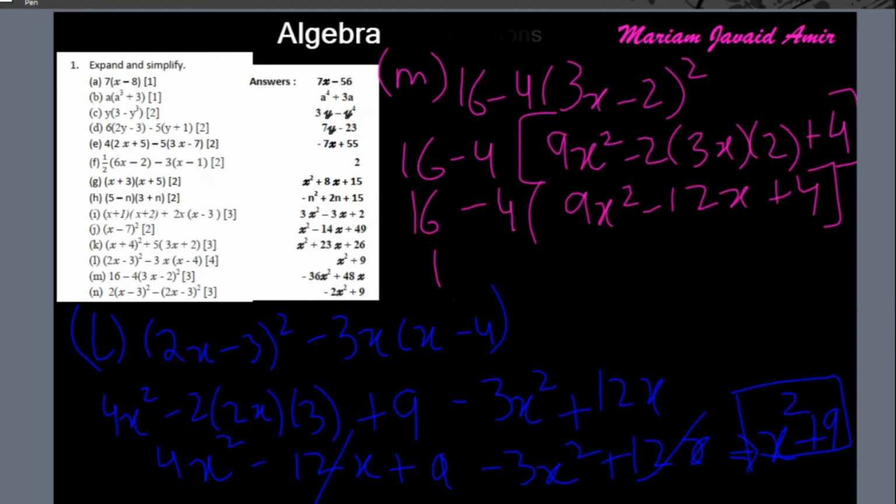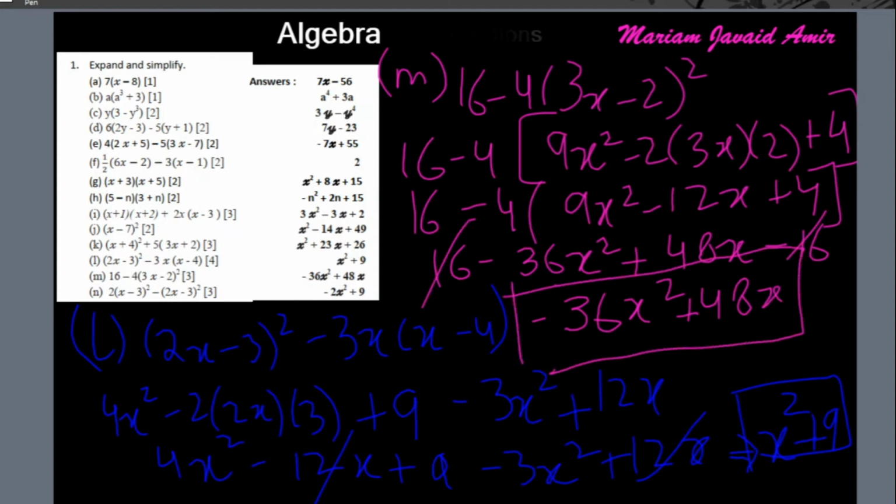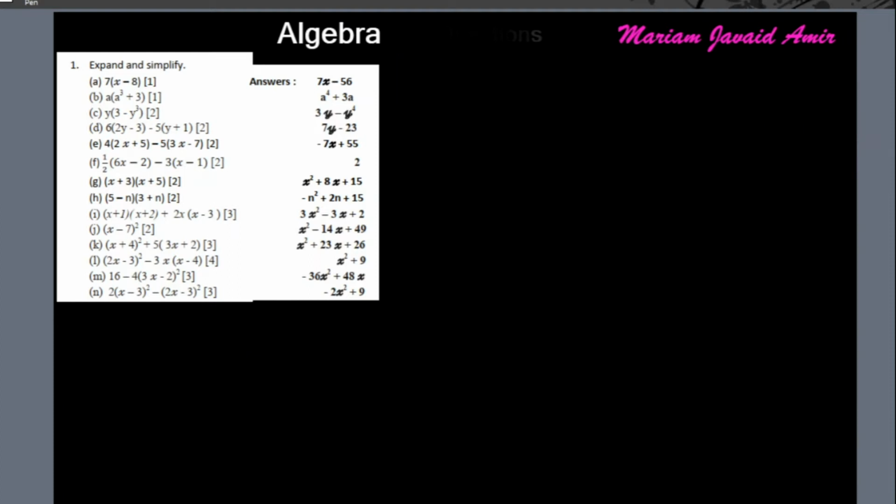Now open the brackets, we get 16 minus 36x square plus 48x minus 16. This gives us minus 36x square plus 48x, and 16 and minus 16 get cancelled. So this is the answer for part M.